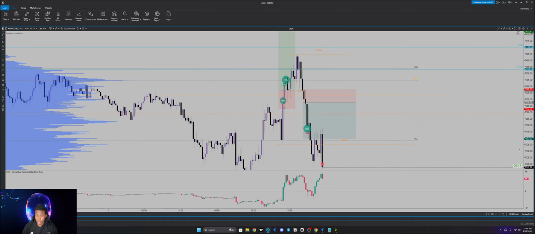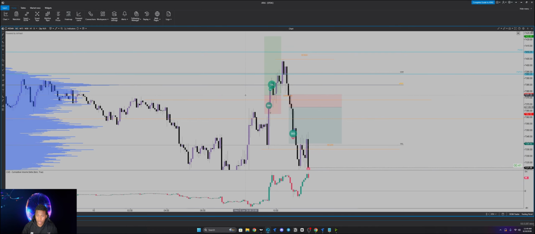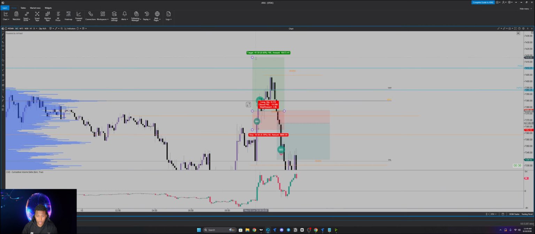So when the session opened, we saw a lot of bullish momentum toward the upside. Price broke above the London high, retested, then I entered. Price came to a 109 and reversed. That was the first loss of the day.